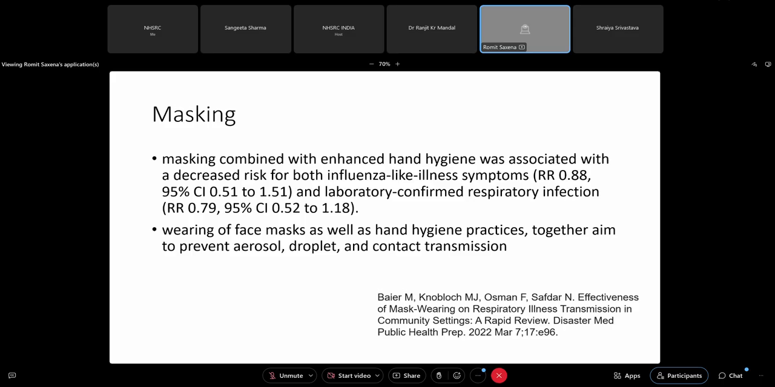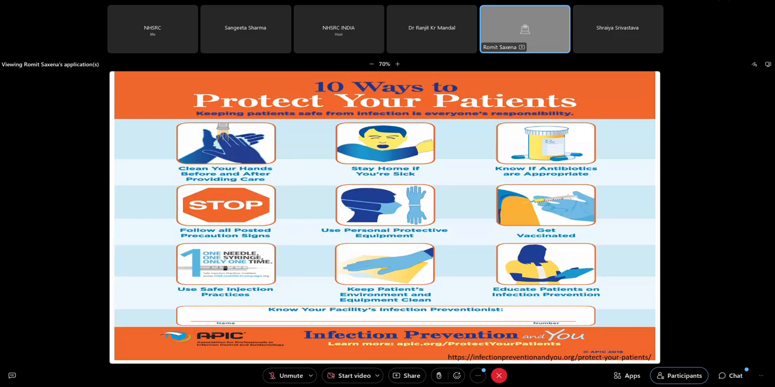the other. Another important thing is masking. Wear the right mask for the right patient. And remember, between patients, clean your hands, stay home if you yourself are sick, know whether antibiotics are appropriate, and follow all the posted precaution signs yourself. You tell it to the patients, use it yourself, use the right PPE, get yourself vaccinated. If there's an influenza season coming, get yourself vaccinated. Follow safe injection practices, keep the environment clean, and educate patients and educate yourself.